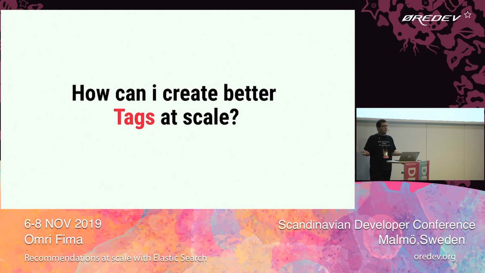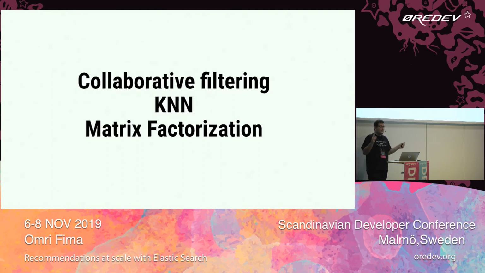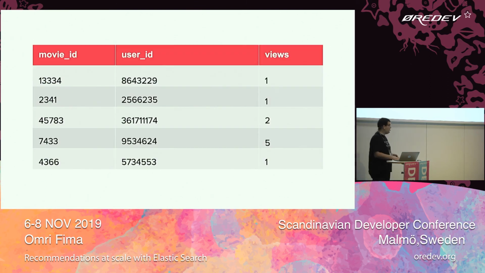So another question that you might ask is, how can I create better tags at scale? Because what I've shown you today assumes that you have tags or can create tags based on your content. And that's not always true, at least not always can you create high quality tags on your content. So how can we do that? There are families of algorithms, collaborative filtering, KNN, matrix factorization, that basically help you create tags from behavior. What it means is, let's say I have a list of movies and users and how many times they've watched this movie.